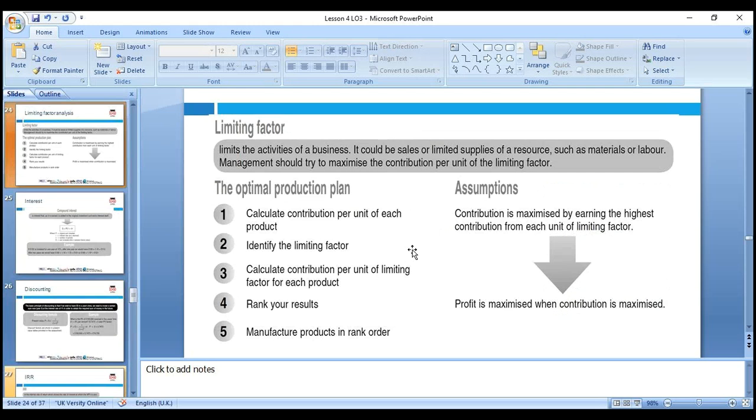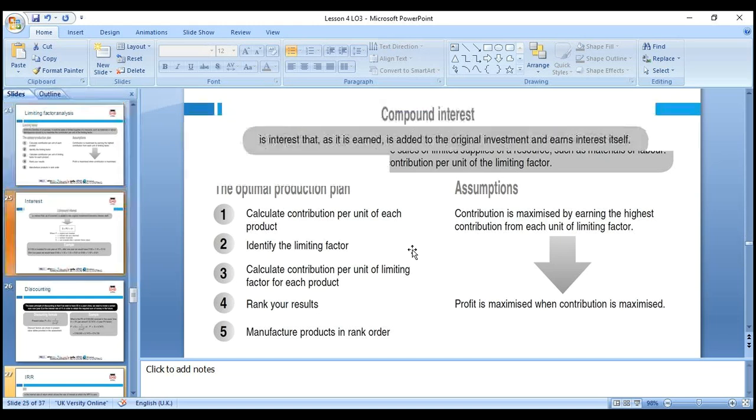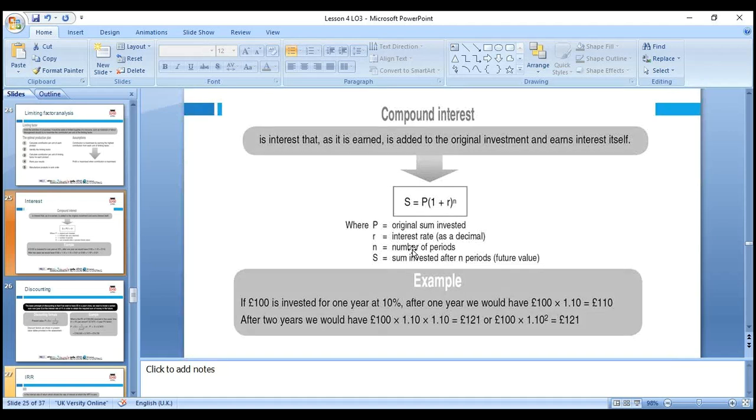Next, the limiting factor: we have a limit, we can't say we have unlimited resources. Say we have three products A, B, C, and a limit on labor hours. One product gives £3 contribution, another gives 4, and the next gives 5. So 5 is giving the higher contribution, so we will produce more of that because we want to maximize our return on investment. Sometimes you prefer to sell more of those goods because they give you higher profits. Of course, in business we want to maximize our profit.